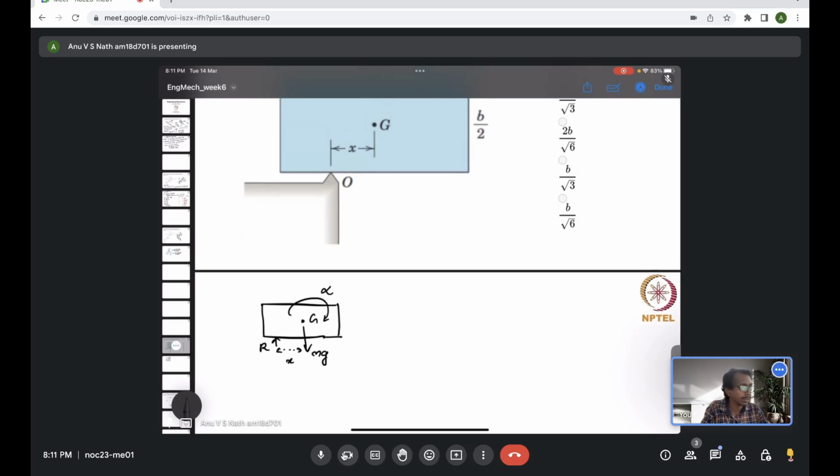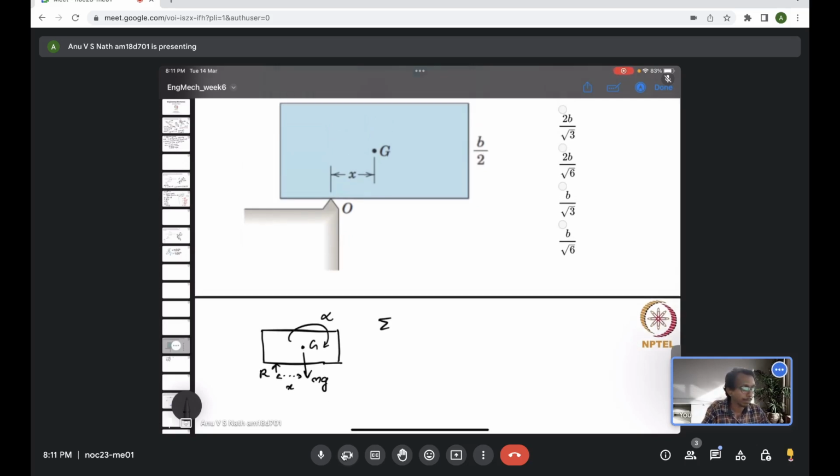Yeah, so we will write the moment equation. The net torque is equal to I times alpha. Now this is valid about G, or about any fixed point. So I am going to choose the fixed point O, about which I am going to write this expression.